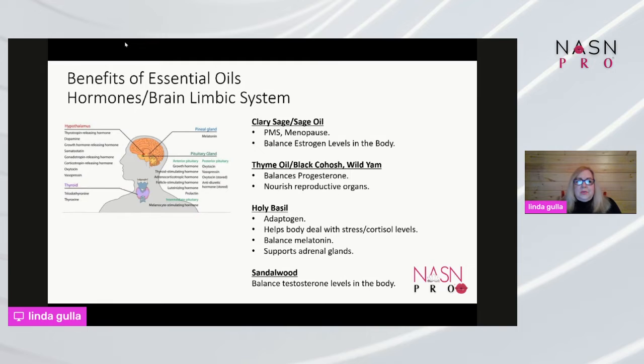Also, benefits of essential oils is the hormones, which again is part of the brain limbic system. Clary sage or sage oil is said to help with PMS or menopause, but what it really does is help balance estrogen levels in the body. And I want to reiterate on this for a minute.